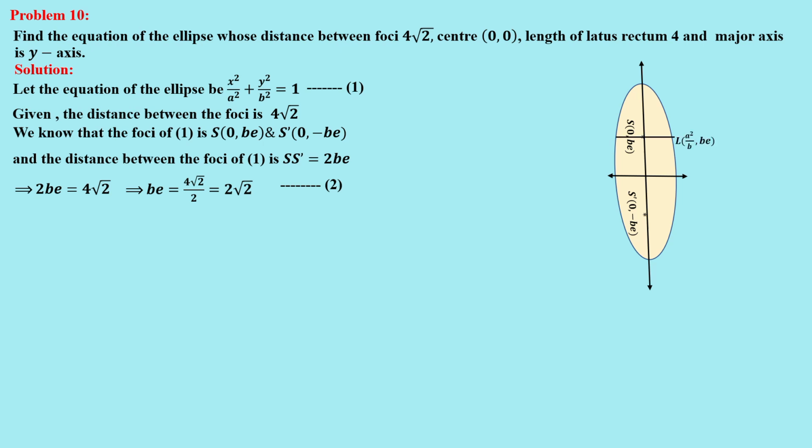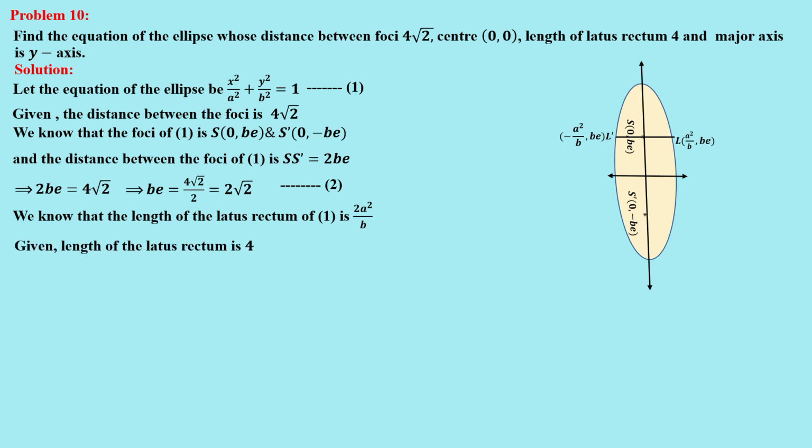And the length of the major axis, right? Sorry, latus rectum, 2a square by b. So 2a square by b is equal to 4. So a square by b is equal to 2. So a square is equal to 2b. That is equation number 3, right? So we know that a square is equal to b square into 1 minus e square, because everything will change here, right? Because the ellipse is in the vertical shape, that is y axis is the major axis, right? Instead of a, you replace a by b, b by a, right?